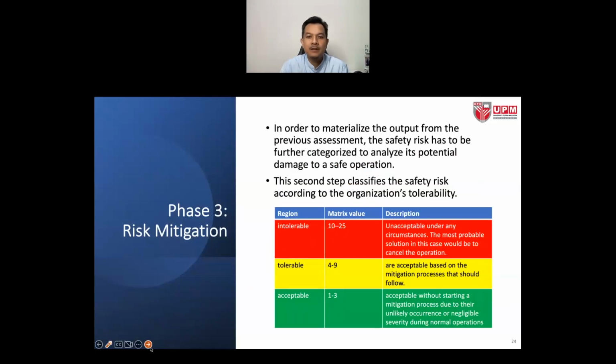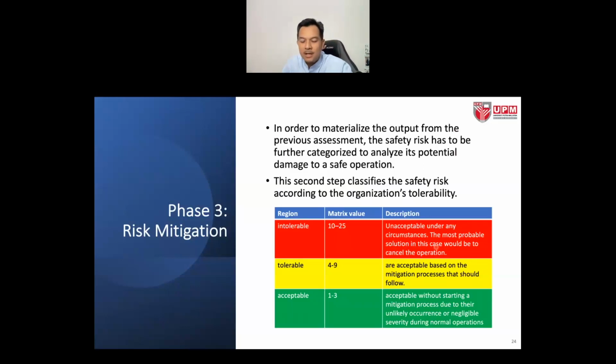So in order to materialize the output from the previous assessment, the matrix, the safety risk has to be further categorized to analyze its potential damage to a safe operation. This second step classifies the safety risk according to the organization's tolerability. Intolerable means that it is unacceptable under any circumstances. The most probable solution in this case would be to cancel the operation.